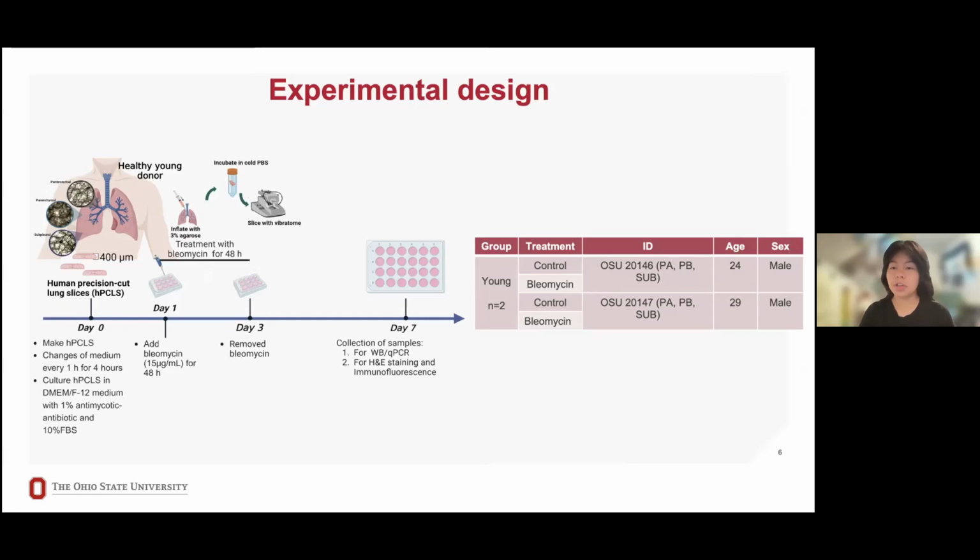For this project, I took samples from 2 donors, age 24 and 29 respectively. From each of these donors, I had samples from each of the 3 areas. And for each of the 3 areas, I had a control sample and a bleomycin sample. So I made a total of 6 samples per donor for this experiment.